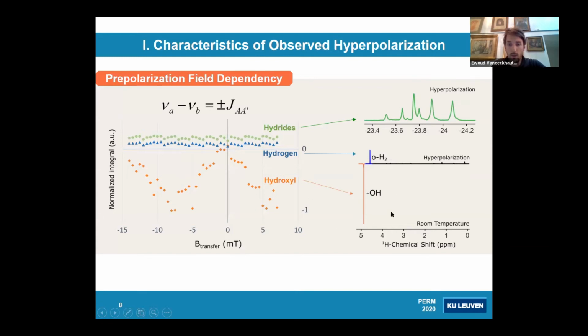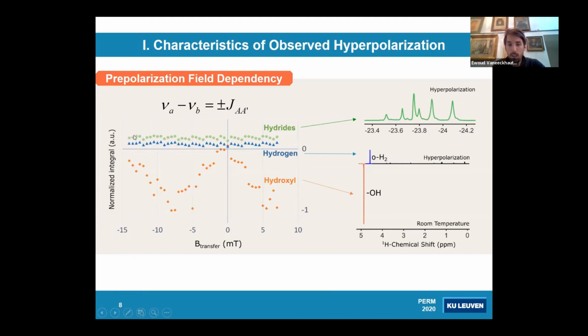As you can see here, one of the first things we investigated was the field dependency of this exchangeable proton hyperpolarization. You notice immediately that it seems to have a SABRE type of correlation, in which at the typical fields, also seen for example in pyridine, around plus and minus 7 millitesla, we see the maximum intensity, where spin order is transferred from parahydrogen, in this case effectively to the hydroxyl groups.